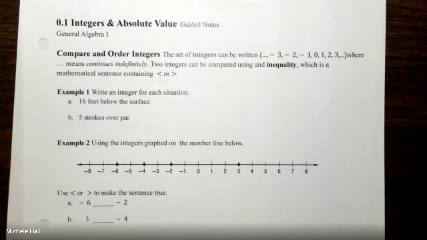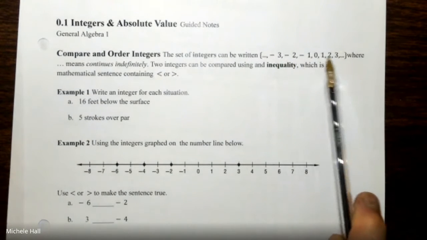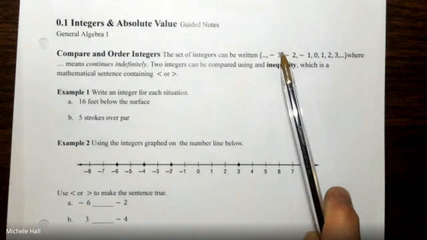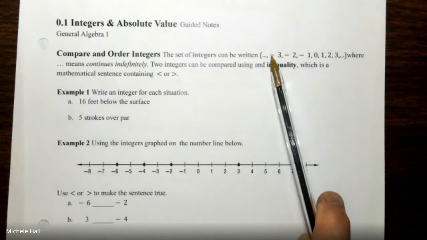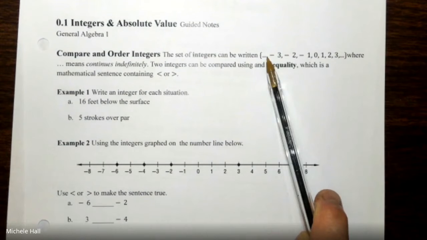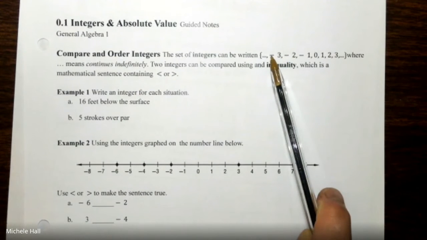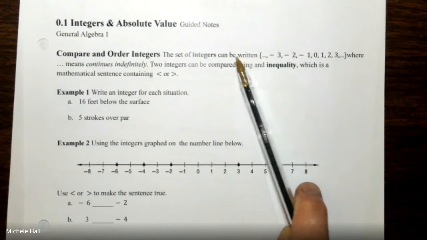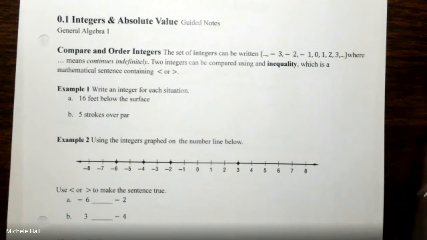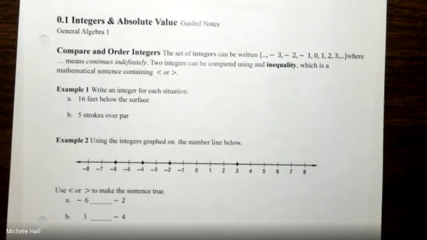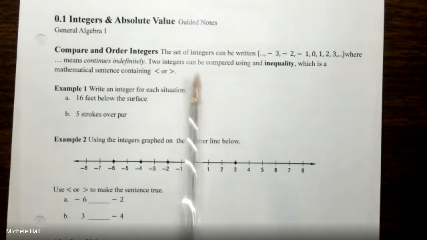0.1, integers and absolute value. We can compare and order integers, and they can be written like this when we're ordering them. We have ..., -3, -2, -1, 0, 1, 2, 3, ... These ellipses, or dots, mean it's going to infinity. So we'd have -2, -3, -4, -5, continuing to infinity. We also have 1, 2, 3, 4, 5, continuing to infinity. We like to compare integers by using these inequalities, less than or greater than.